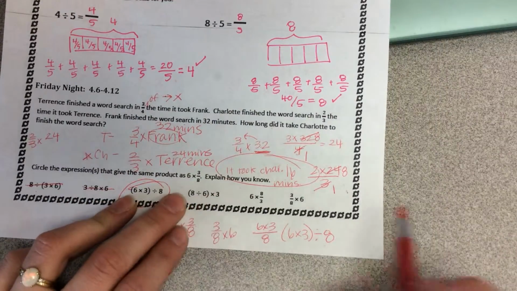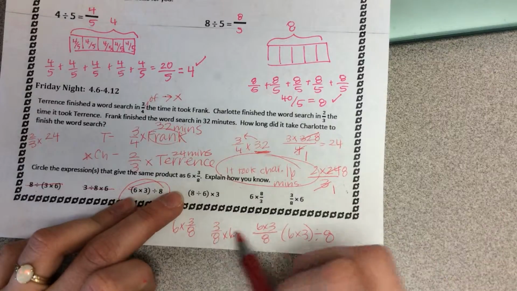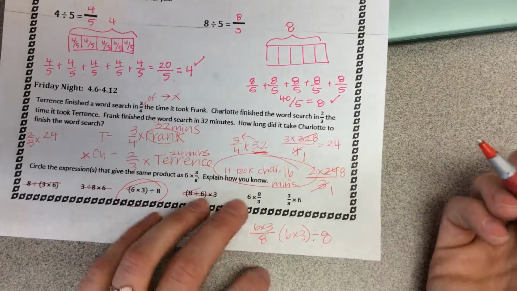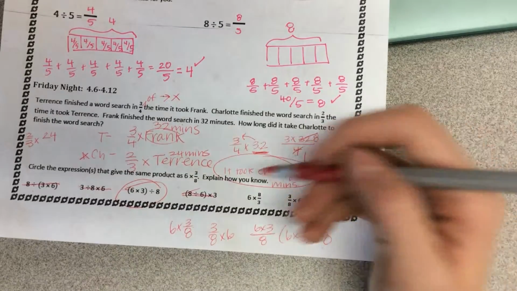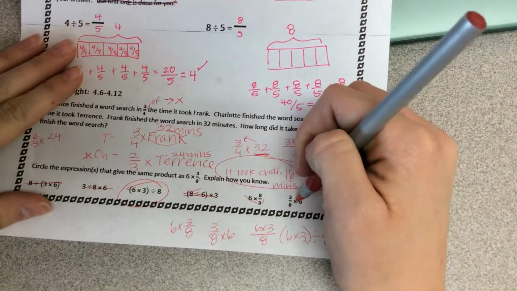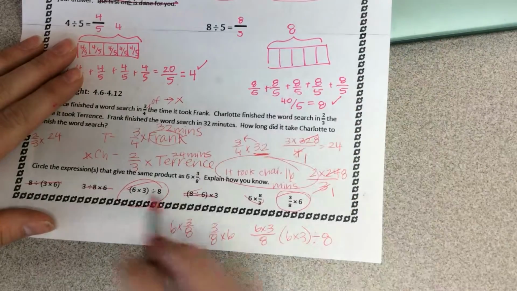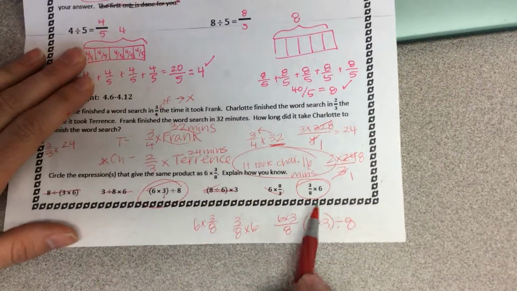8 divided by 6 times 3, no. 6 times 8 thirds, not quite because we're working with 3/8. But 3/8 times 6, that would work. So it's the third and the last one that work.